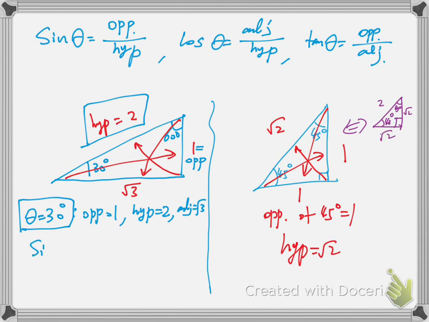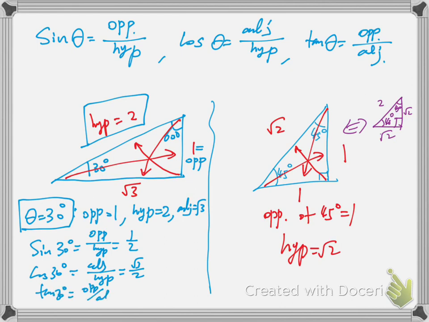Now what's sine for 30? This will be opposite 1 over hypotenuse 2. Cosine 30 will be adjacent over hypotenuse, so this is radical 3 over 2. And then tangent is opposite over adjacent, so this is 1 over radical 3.